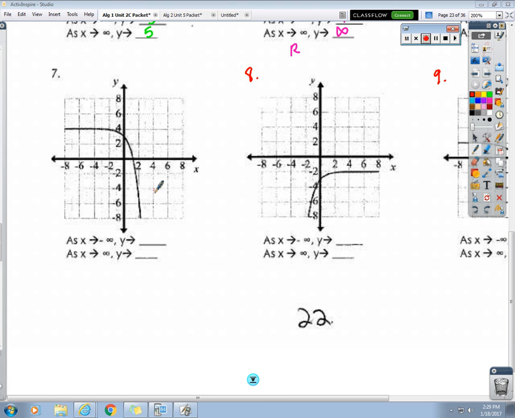Number 7. X approaches negative infinity. Remember, the x-axis only runs 2 directions, left and right, because it's the horizontal axis. So negative infinity would be left. Positive infinity would be right. If you're on this graph and you go to the left side of it, you're approaching what kind of y values? 4. If you're on this graph and you move to the right side of it, you're approaching what kind of y values? You're going down forever, so negative infinity.